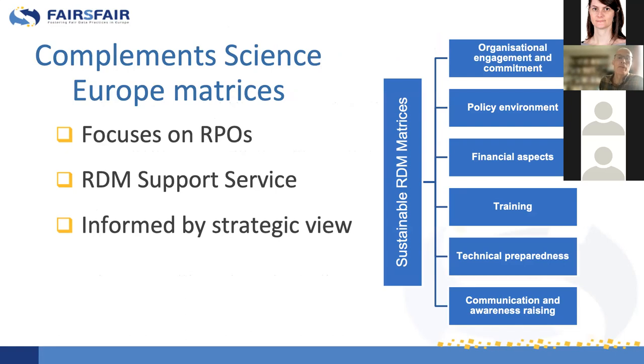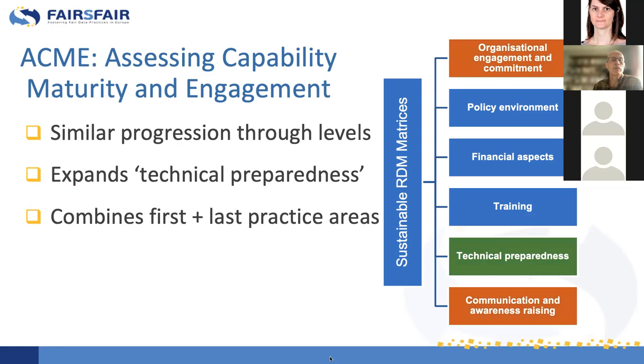So just a kind of overview of the Science Europe matrices. So they have focused on six areas, ranging from organizational engagement and commitment through the policy environment, financial aspects, training, technical preparedness, and communication and awareness raising. We're trying to work with broadly similar levels and expand on what they call technical preparedness, I think in the broader sense of the word technical. We've looked at the first and last of the Science Europe areas in conjunction with each other.